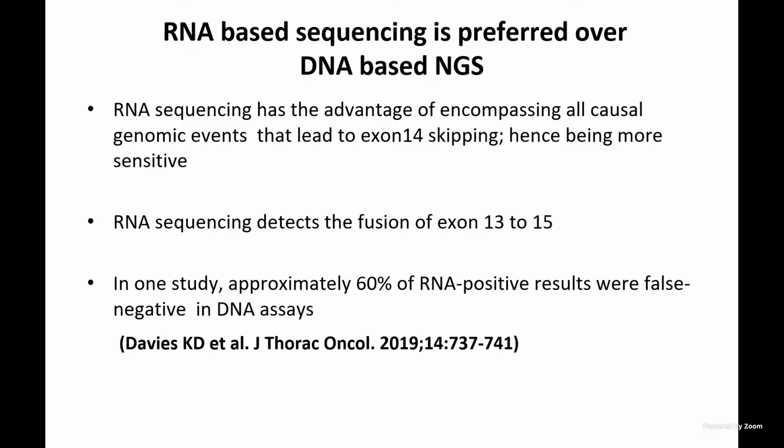So it's in the messenger RNA. So in one study, approximately 60% of the RNA positive results were found to be false negative in the DNA analysis that was published in JTO. So let me explain it diagrammatically.